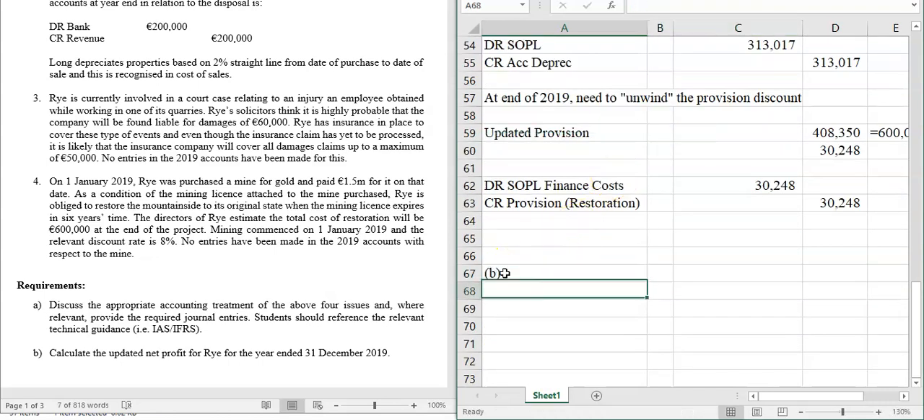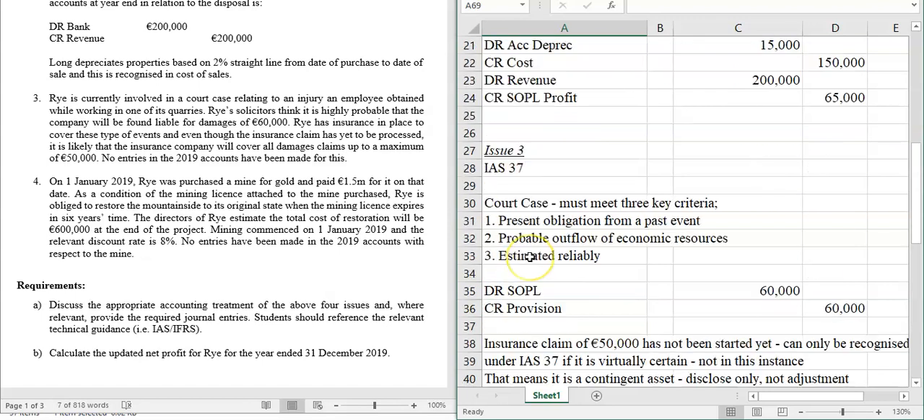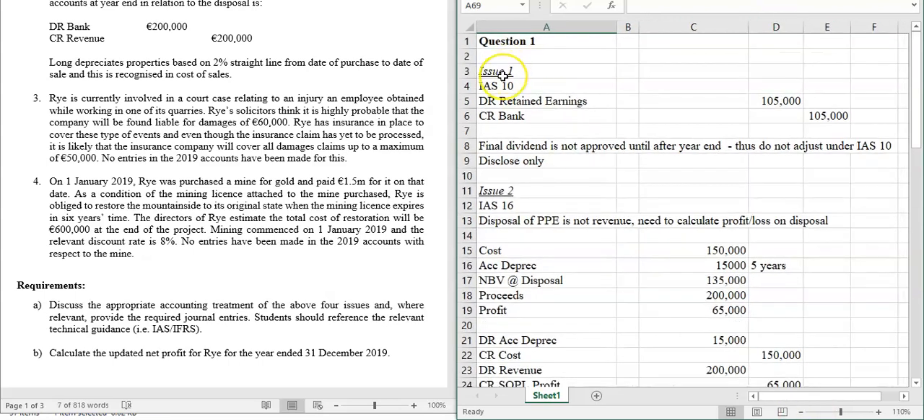Part B, your draft net profit is 585,000. And this is why you're asked here, is to see the students understand where do the debits and credits actually go? Which financial statement do they go to? So we come up and we look at each issue. Be careful, issue 1 has no impact on profits. Dividends never go to the P&L profit or loss statement. They go straight to the statement of change in equity. So no issue or problem in issue 1.